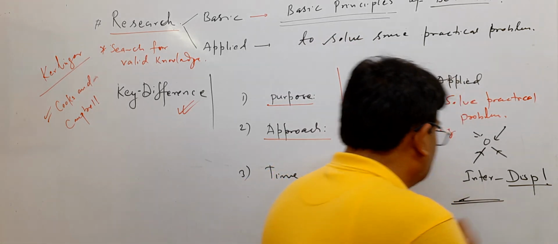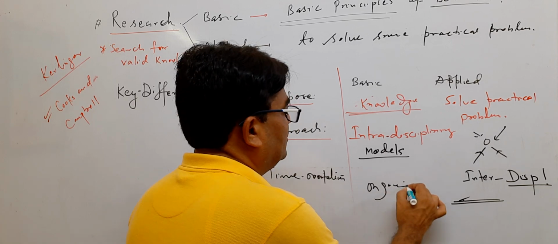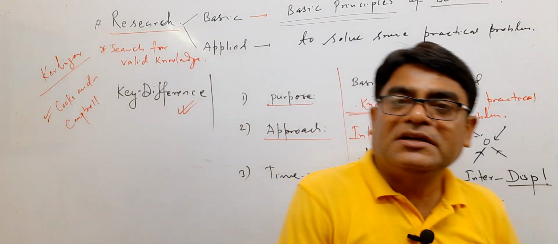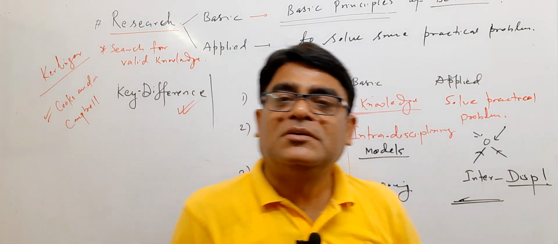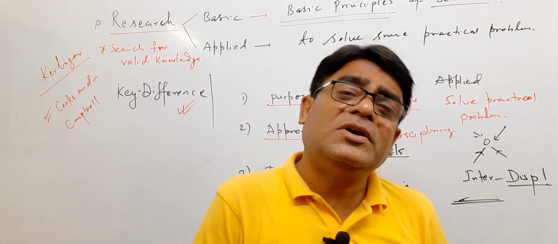So it is a time-bound process, whereas basic research is an ongoing process. Ongoing means, in a university lab, every year students conduct research, PhD degrees are there and all, you are conducting research. It is an ongoing process.